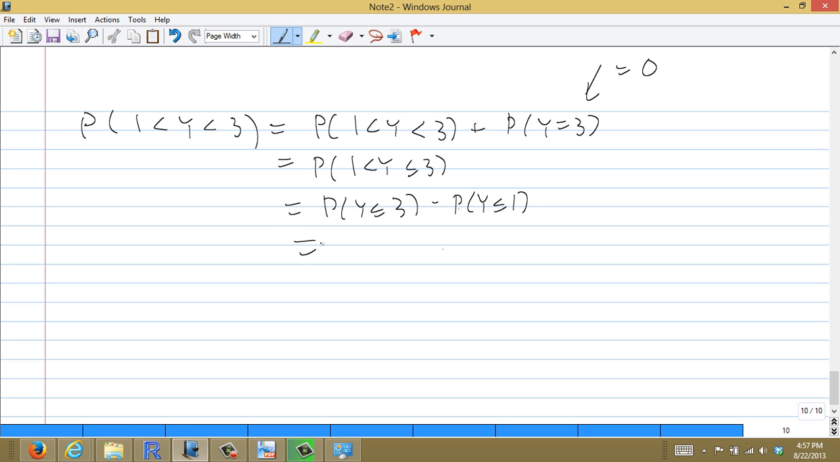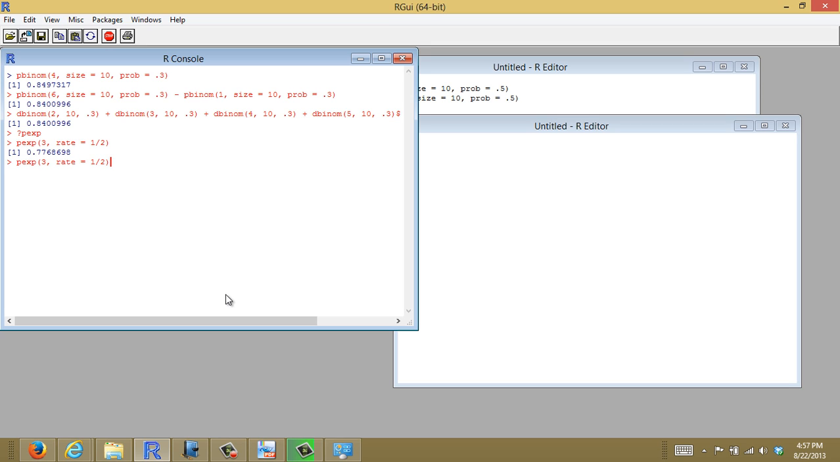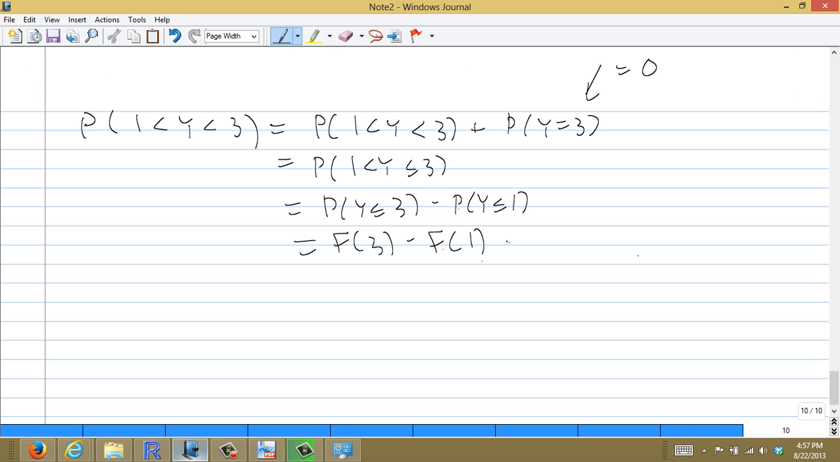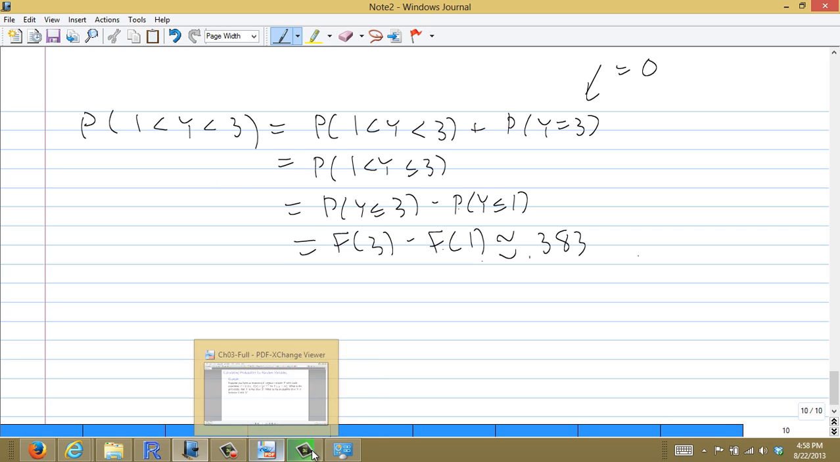Now we've written the original probability in terms of CDF functions, F of 3 minus F of 1, whose values are easily obtained using R. So we go back to R, and we type the same thing as before, except now we subtract from that pexp evaluated at 1, rate equals 1/2, and our probability is equal to 0.383. The key detail with this example was once again translating the original problem into a problem that was easily solved using R.